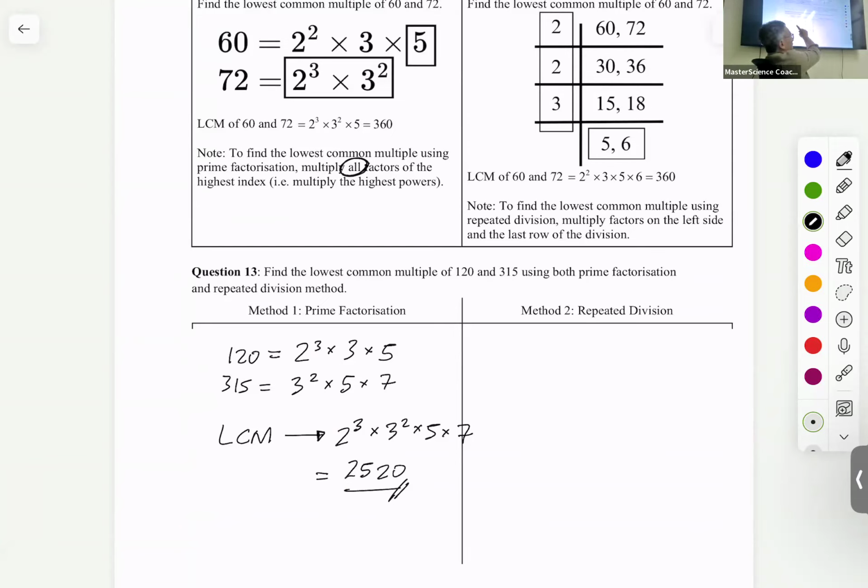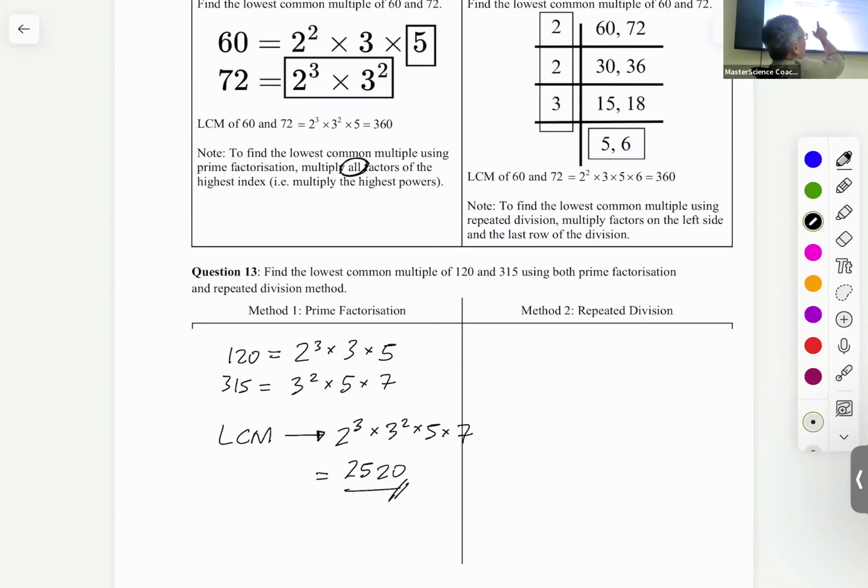I have to multiply the 2 power 3. Now this is common, right? 3 power 2 and 3, right? So, I multiply 3 power 2. 5 and 5, 5. 7, 7. Can you see?